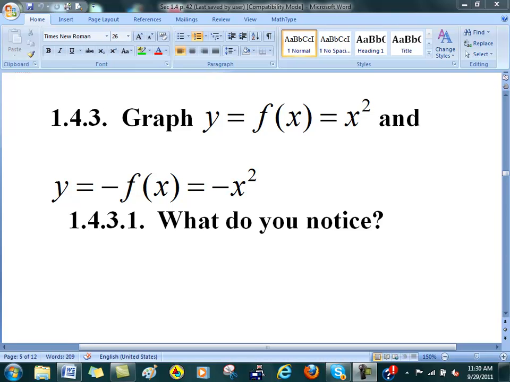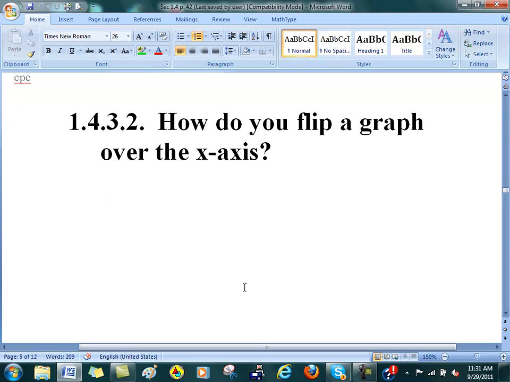Okay, and someone want to answer, what do you notice? About what? Over the x-axis. Okay, is everybody okay? So can you write a general statement as to how you would flip a function over the x-axis? Write me a general statement.